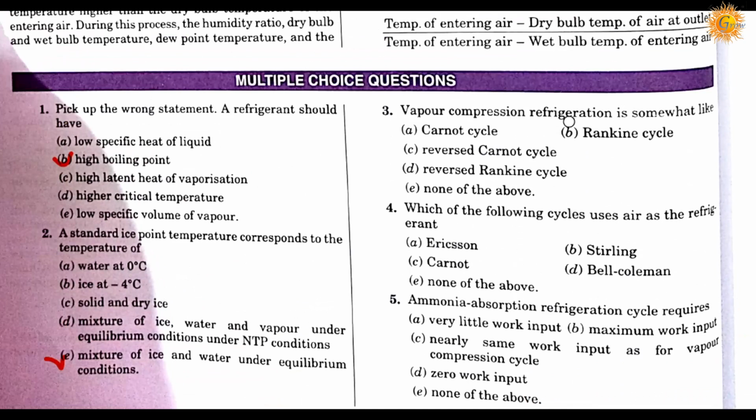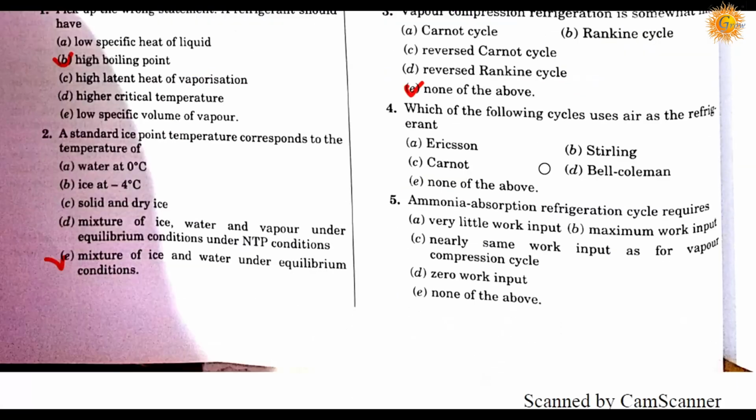Question number 3. Vapor compression refrigeration is somewhat like option A, Carnot cycle, option B, Rankine cycle, option C, reversed Carnot cycle, option D, reversed Rankine cycle, option E, none of the above. So the correct answer is E, none of the above.